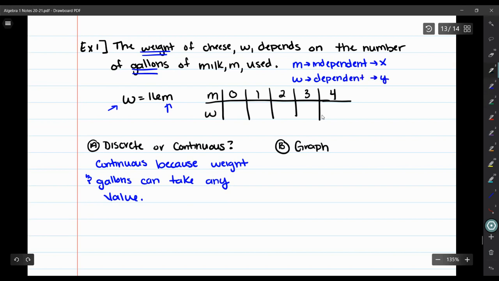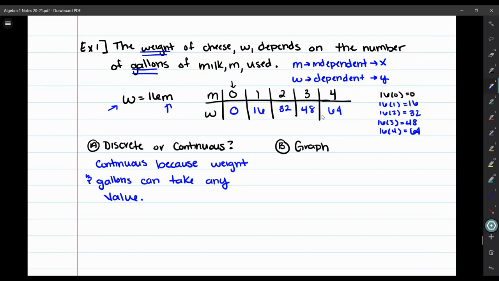So what we're going to do is we're going to take my M values, plug them in to find the weight value. So if I substitute a 0, I would have 16 times 0, and that makes 0. So my first weight would be nothing. Then I would do 16 times 1, which would give me 16. I would do 16 times 2, which would give me 32. 16 times 3 to give me 48. And 16 times 4 to give me 64. Substituting my M values to find my W values.